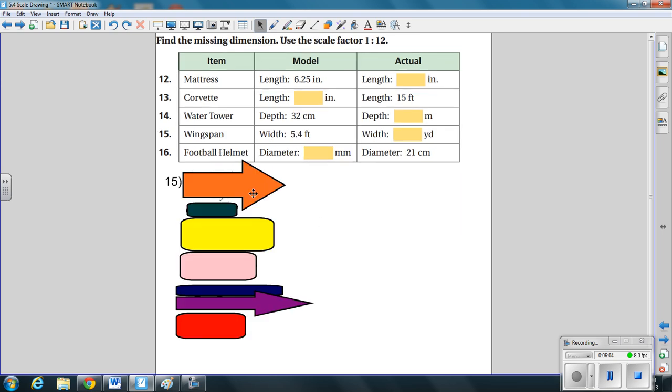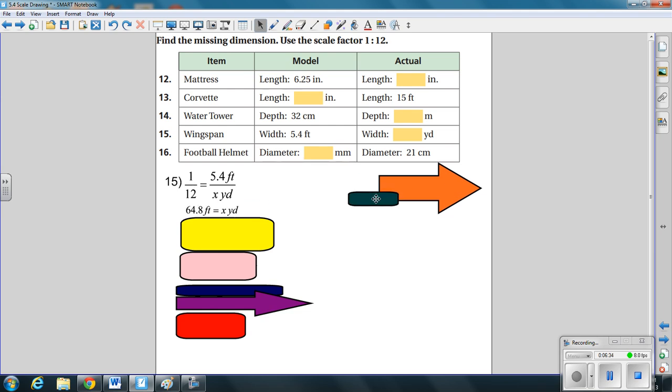And number 15, please take a second and pause the video, do the work, and come back for the solution. The proportion is 1 over 12, because that's our scale factor. And to find the wingspan's actuality, we do 5.4 over x. And remember here, we're doing feet to yards. So 1 times x is x, and 12 times 5.4 is 64.8.